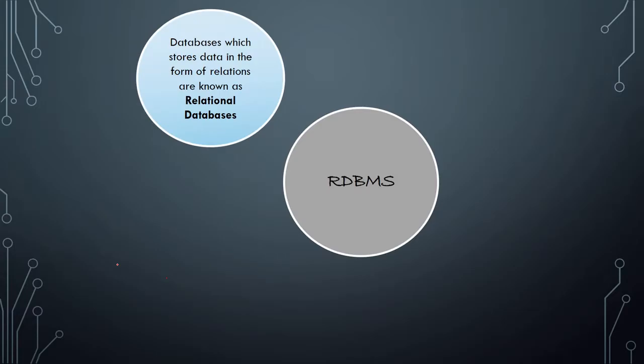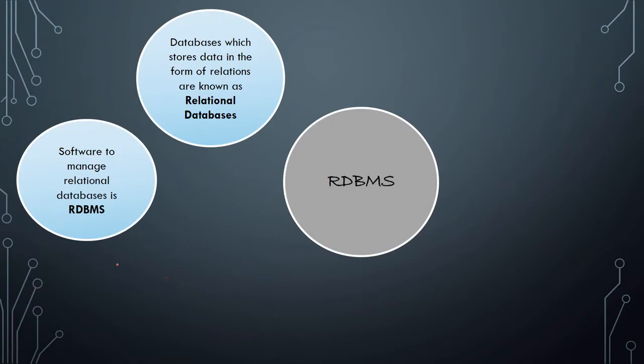The very first thing, what is RDBMS? So RDBMS is Relational Database Management System. Now the term arises, relational databases. What are relational databases? So basically databases which store data in the form of relations, or you can say in the form of tables, are known as relational databases. And the software which is used to manage these databases is known as RDBMS, or Relational Database Management System.